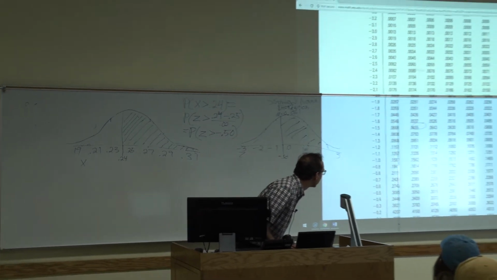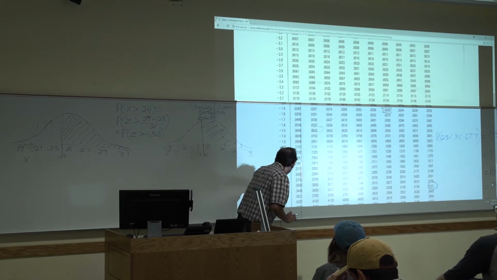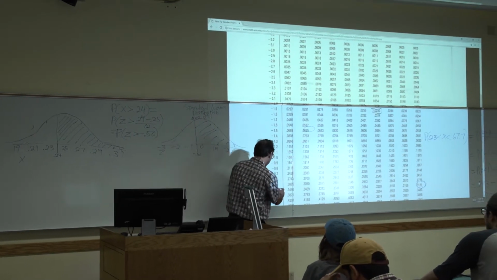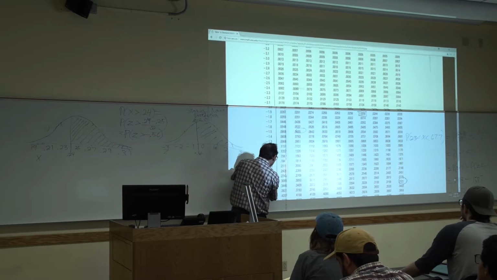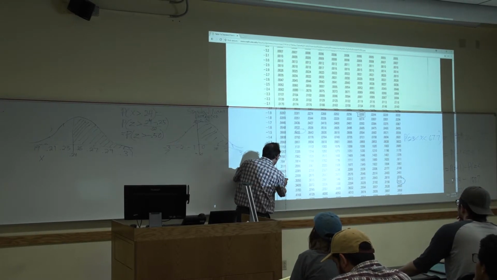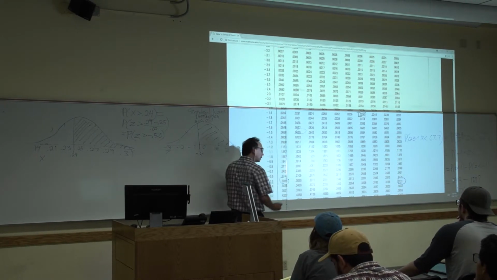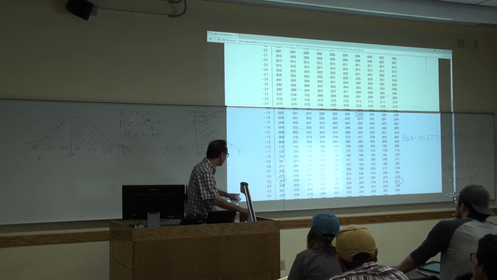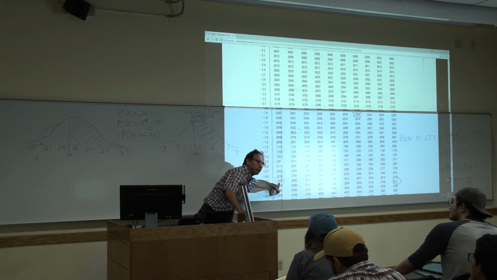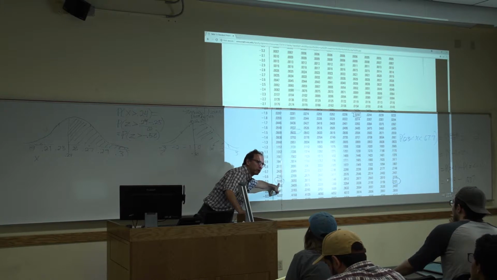What am I looking at? I'm sorry, I'm looking at the wrong thing. Negative 0.50. So here, negative point... I don't know where I was looking. Anyway, negative 0.50. So what's the area right here? That's the area to the left of negative 0.50, right? Right here, 0.3085. Does that make sense?